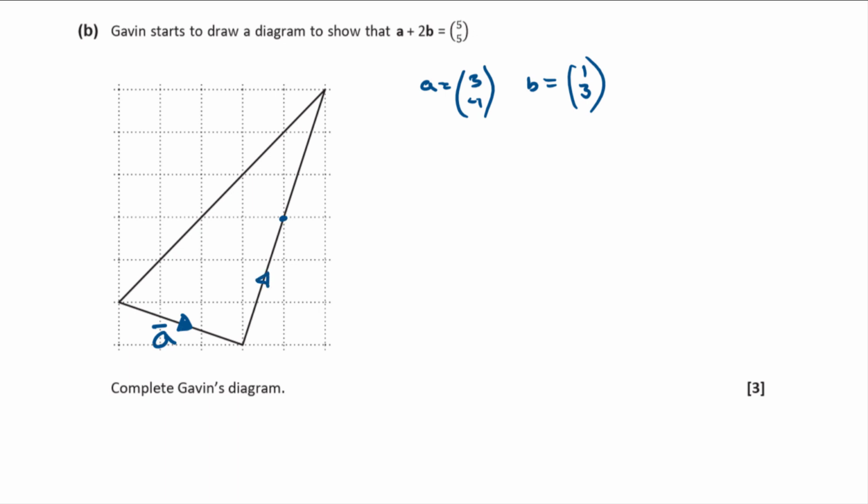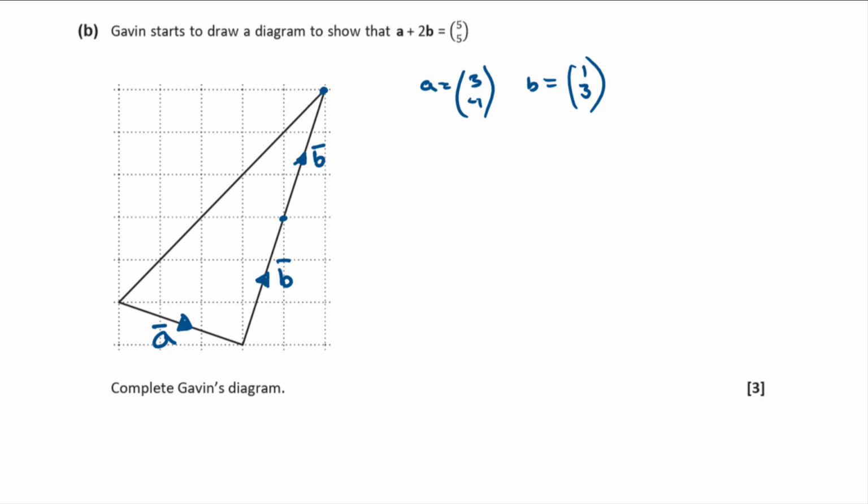So I'm going to draw an arrow on there as well. So that is vector b. That takes me 1 along and 3 up. Okay, so then I've got another b here. So this long line here is actually 2 lots of b, isn't it? So I've got vector a and then vector b, and that takes me from there up to there.